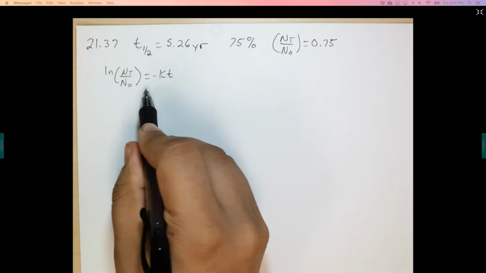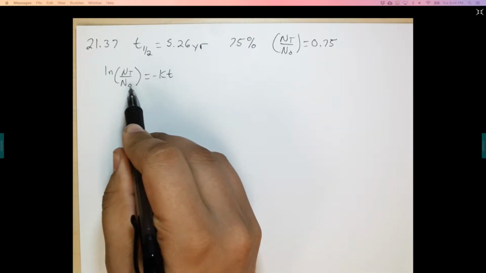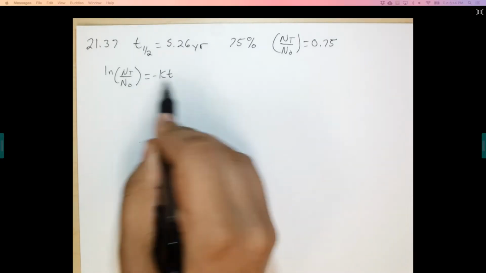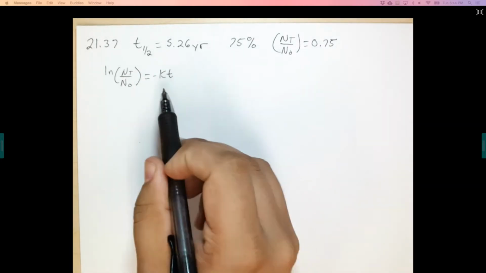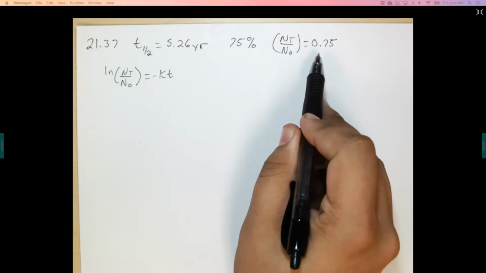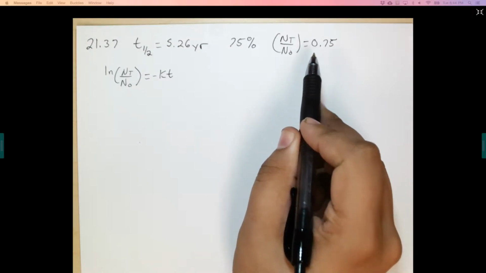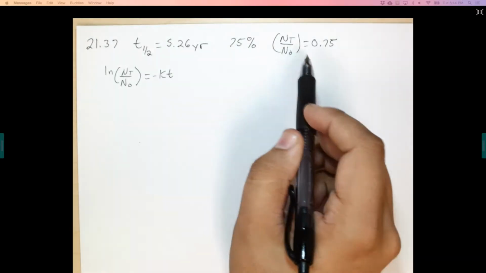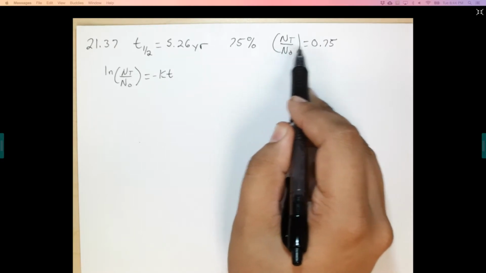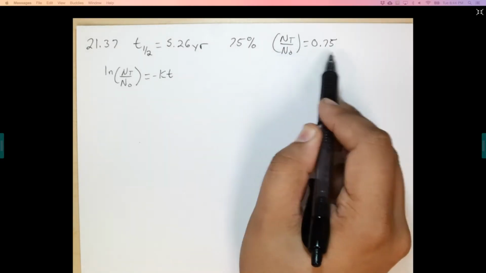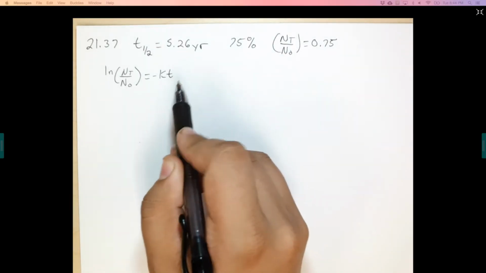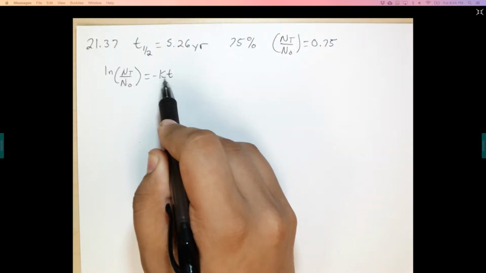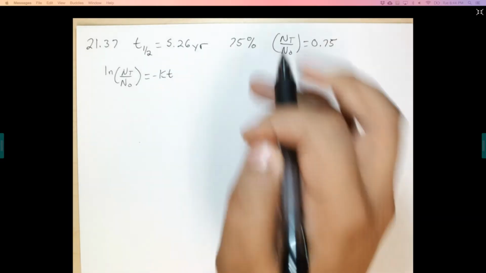Again, remember, this is a function of the ratio. This is first order kinetics, and they haven't given us an amount to start with because they don't have to. They've given us this fraction, and this fraction is very important. Whenever you see a percentage, remember, percentage has to do with this ratio. So Nt over N0 is equal to 0.75. The only thing that we do not have is k, but we can calculate k using the half-life.